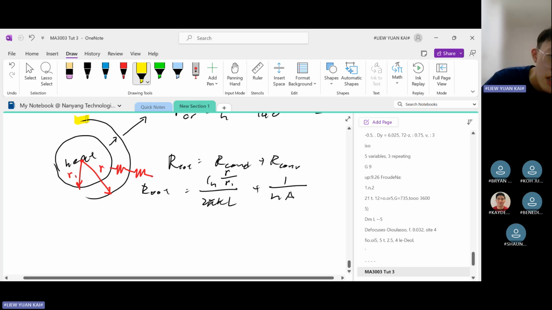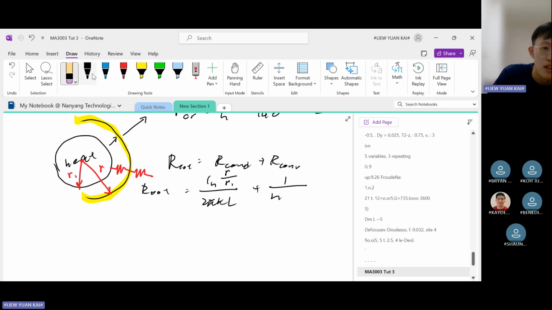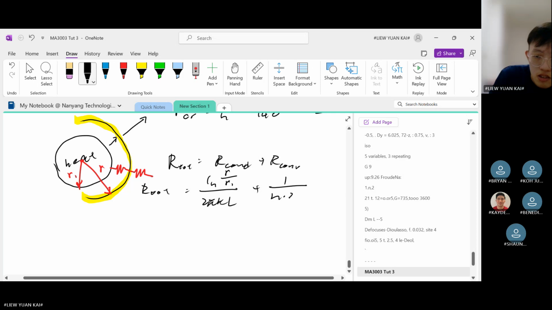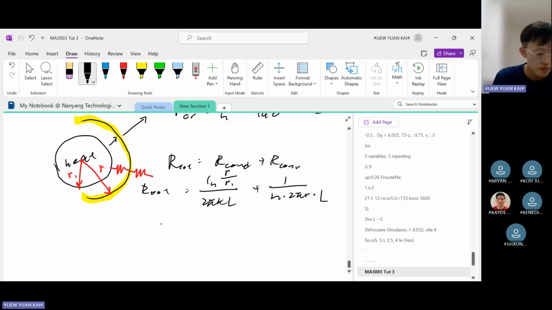Then where does it occur through? It occurs through here, right? It's being convected away from the surface. And then how do I calculate that surface area? This surface area will be given by 2 pi r, the circumference, times the length.